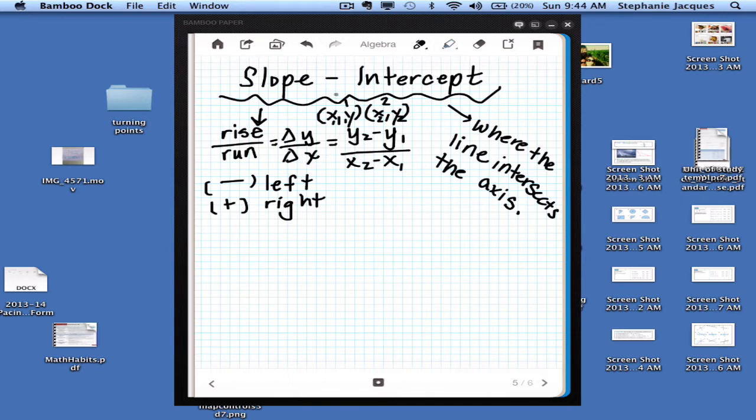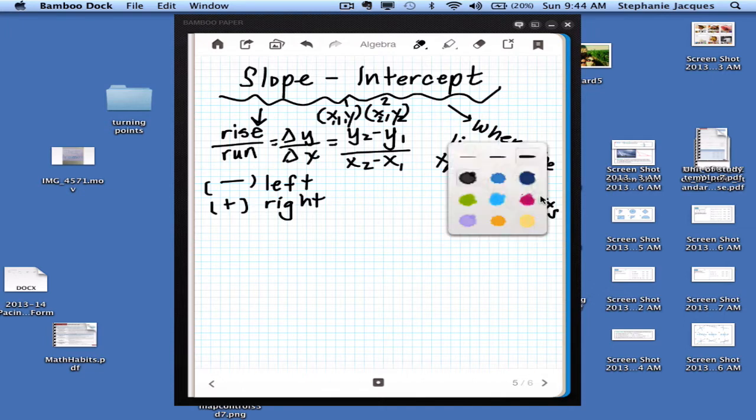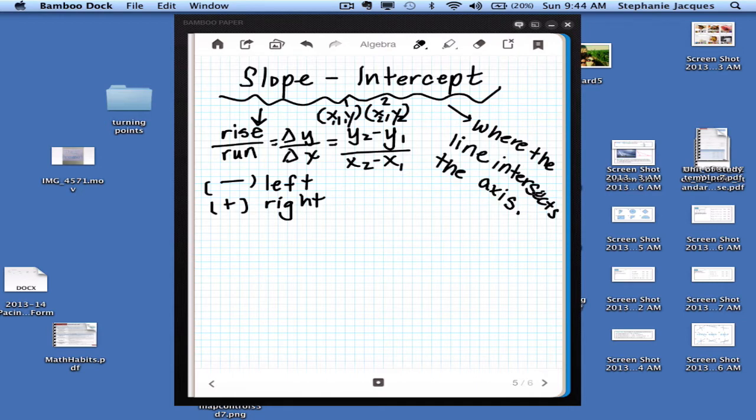And let me remind you about intercepts. An intercept is where the line intersects the axis. So if you're talking about an x-intercept, you are talking about it intersecting the x-axis. If you're talking about a y-intercept, you're talking about it intersecting at the y-axis.